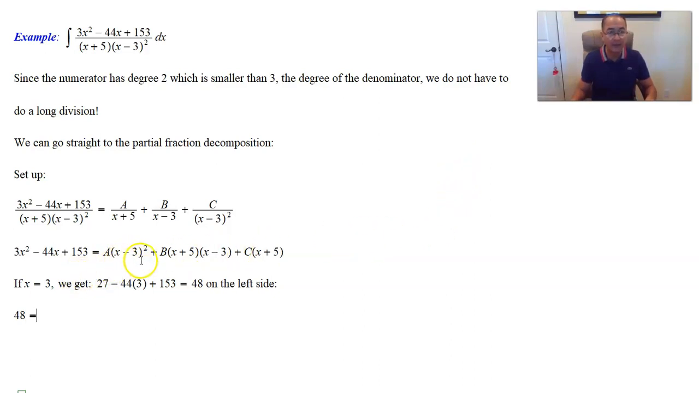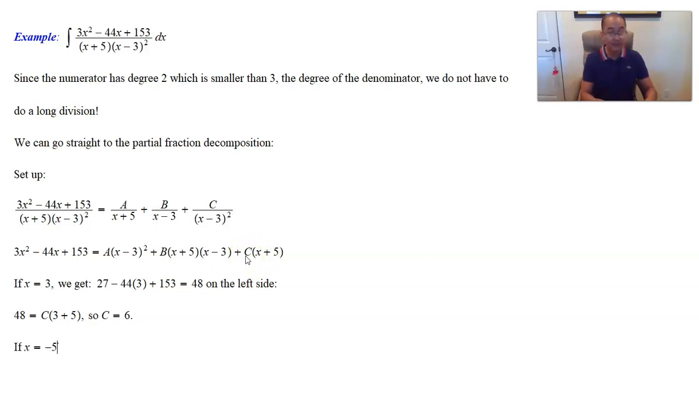X is 3, so that's 0. This is also 0, so only the c survives. So we get c times 3 plus 5, which is 8. So c equals 6. We got the number like that before. 48 divided by 8 is 6. Excellent. So we have c is 6. We know who you are. You are 6. So let's try the other one.